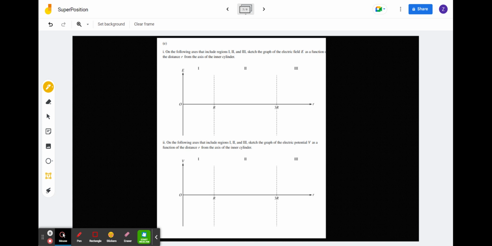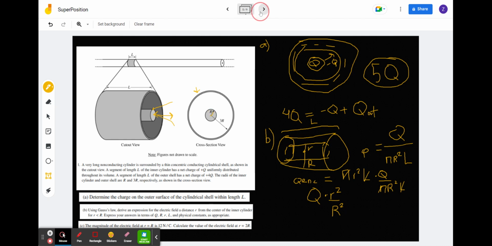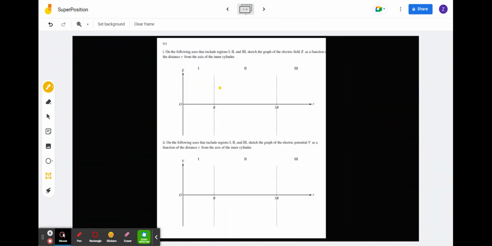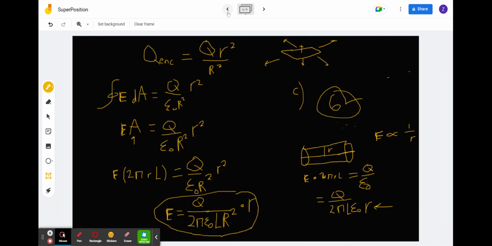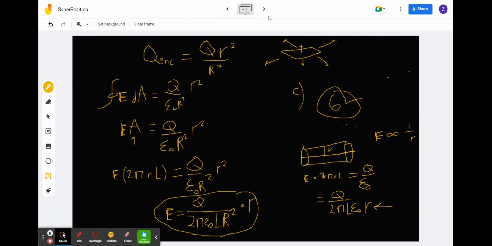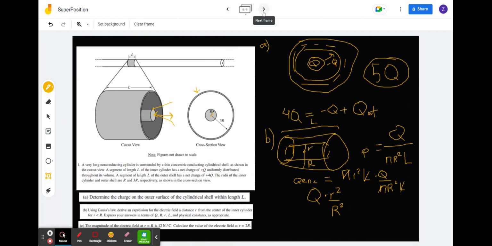Now part E. On the following axis, graph the electric field. So the first region is between 0 and R, which is inside the cylinder. We already found a function for that: Q over 2 pi epsilon naught L R squared is all constant, and it's just proportional to r. So it should be a linear function. Then in section 2, we found in part C that it's proportional to 1 over r. So it should be something like this. Then it momentarily goes to 0 because we're inside the conductor.